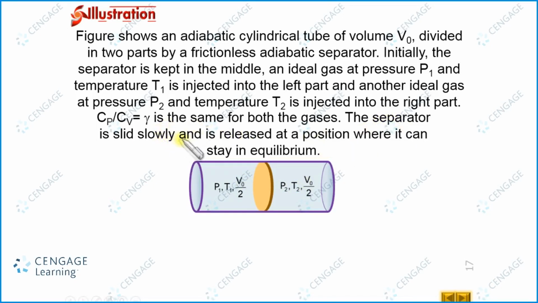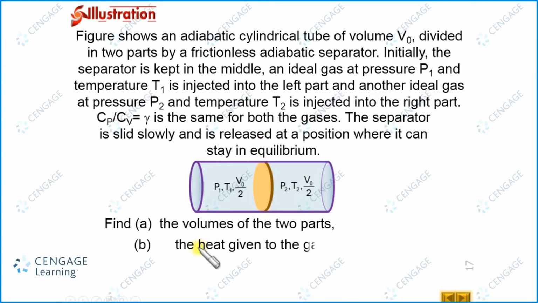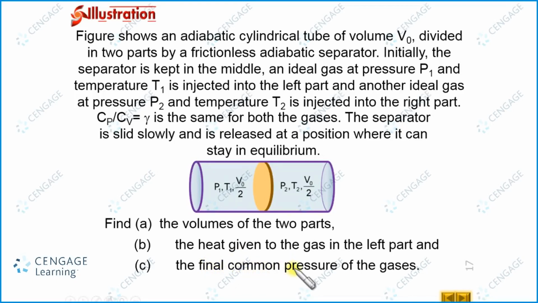The separator can slide slowly, and is released at a position where it can stay in equilibrium. That means finally it comes to equilibrium. If it is in equilibrium, the force applied by the gas on the left side of this separator should be equal to the force applied by the gas on the right side. That means the pressure on the left and right side should be equal. The question is, we need to find the volumes of the two parts when this separator comes to equilibrium. In part B, we need to find the heat given to the gas in the left hand part, and in part C we need to calculate the final common pressure of the gas.